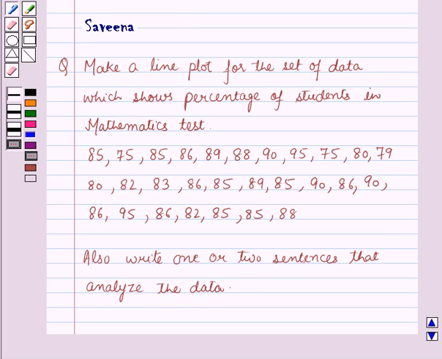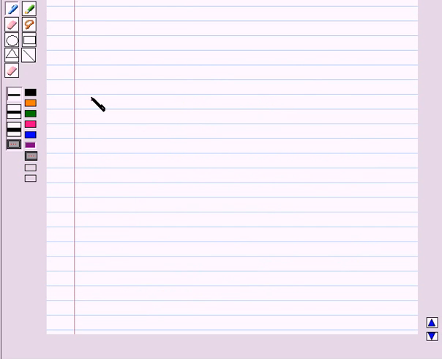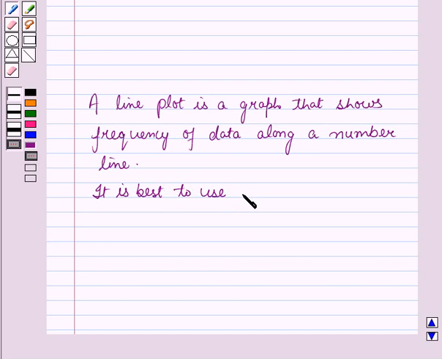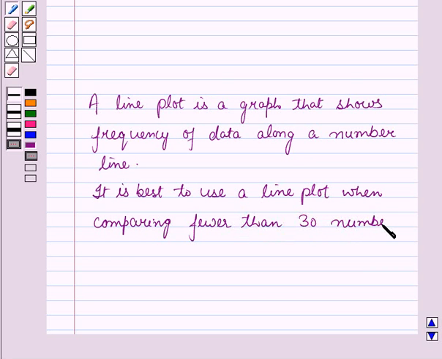Now, before starting the solution of this question, we should know our result. And that is, a line plot is a graph that shows the frequency of the data along a number line, and it is best to use a line plot when comparing fewer than 30 numbers, and it is a quick, simple way to organize the data.